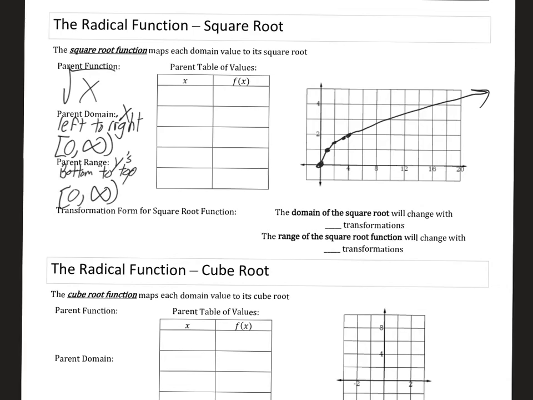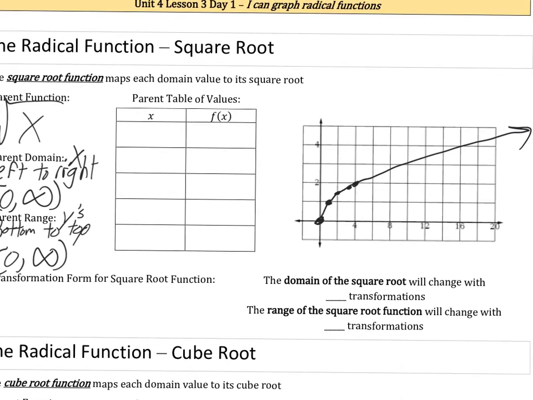Okay, so let's go ahead and do our parent table. Parent tables, for us usually we use -2, -1, 0, 1, 2. But for this one, I can't have any negatives. So I'm going to go 0, 1, 2, 3, 4. Now, just looking at my little graph that I have here, f of 0 is 0. F of 1 is 1.